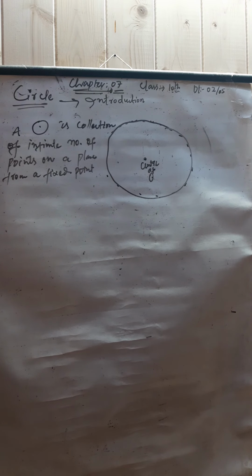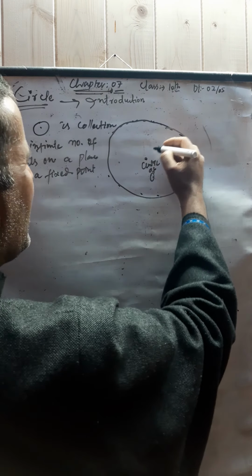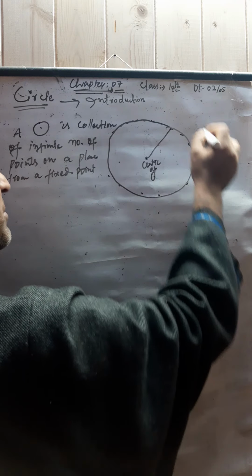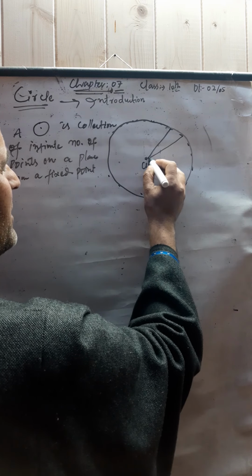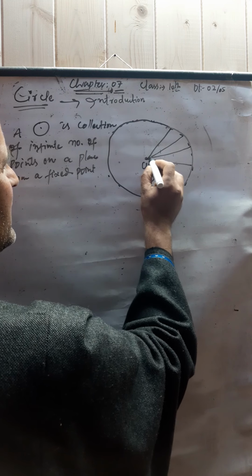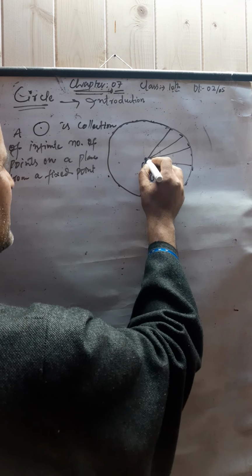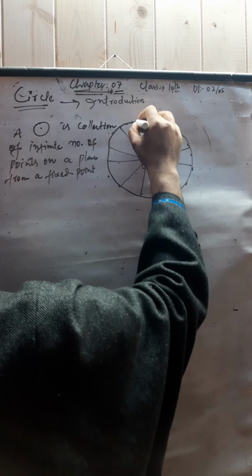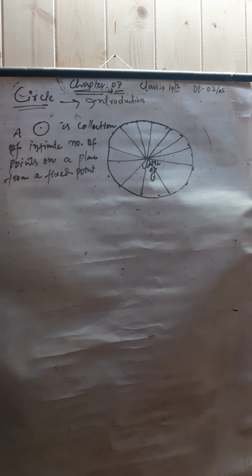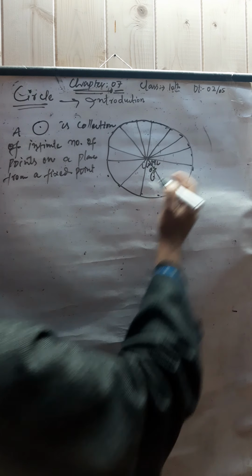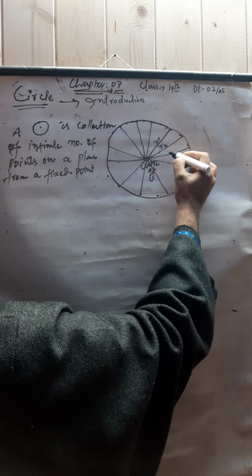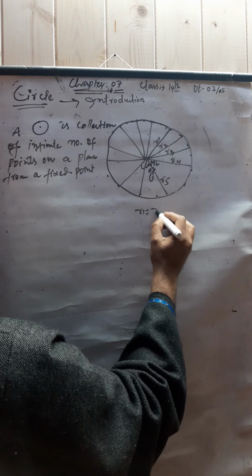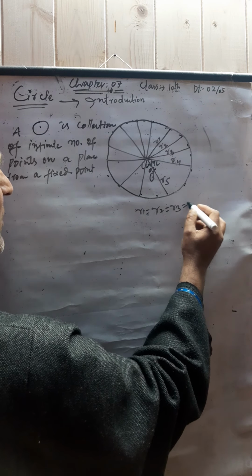So the fixed point in the circle is known as the center, and once we draw a line from the center to any point on the circle, it is known as a radius. A circle has infinite number of points, so we will draw infinite number of lines from this fixed point, and these lines are known as the radiuses of the circle. Keep this in mind, all these radiuses are of equal length. So if this is R1, R2, R3, R4, R5, it means R1 is equal to R2 is equal to R3 is equal to R4.